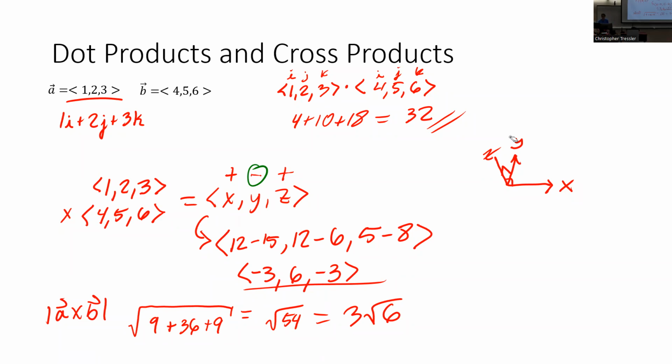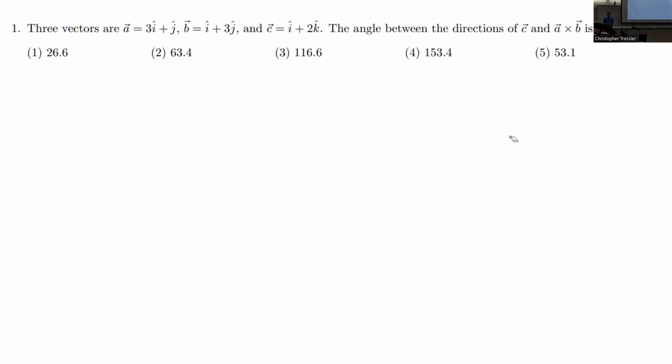Any other questions? Okay, cool, I'll move on. So here's an actual physics problem. This was from a previous exam, I think spring 2019, I could be wrong though. It says there are 3 vectors, a equals 3i plus j, b equals i plus 3j, and c equals i plus 2k. The angle between the directions of c and a cross b is in degrees.